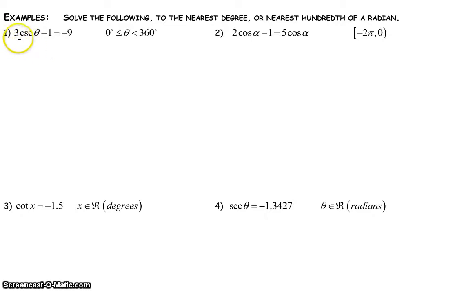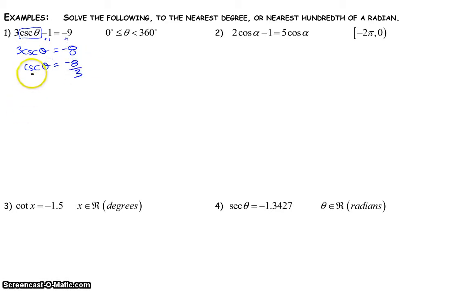So we have 3 cosecant theta minus 1 equals negative 9, where theta is between 0 and 360, so we're working in degrees. Okay, so first of all, see that cosecant theta? That's what we have to isolate. So we would get rid of any adding, subtracting from this side first. So add 1 to both sides. And we're down to 3 cosecant theta then equals negative 8. Then we want to get rid of the multiplying by 3, so we divide by 3. And we would have negative 8/3.